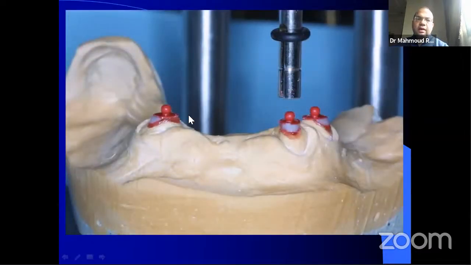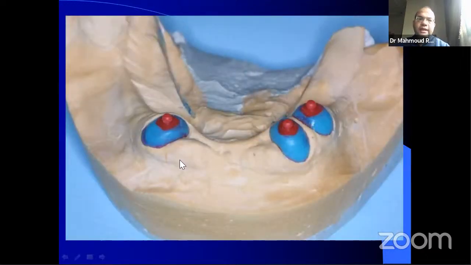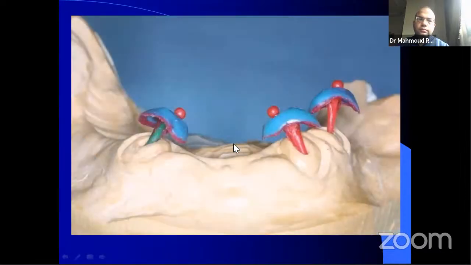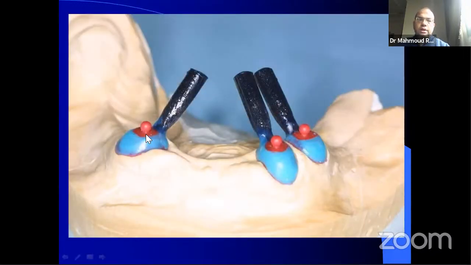So the balls here are parallel now to each other and also parallel to the path of insertion. We complete the waxing up around it. Here's the final shape of the preparation and the final shape of the waxed attachment assembly. Here is the post, the coping, and the ball attachment. Then we make a sprue like this for casting.